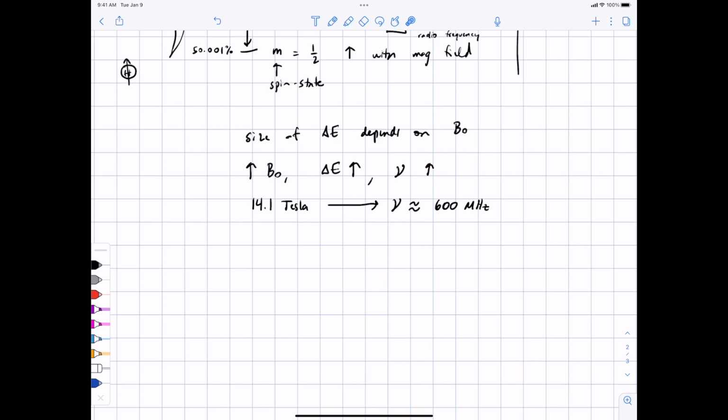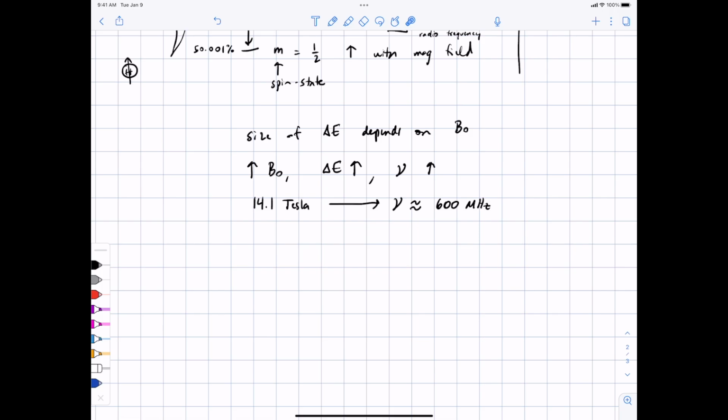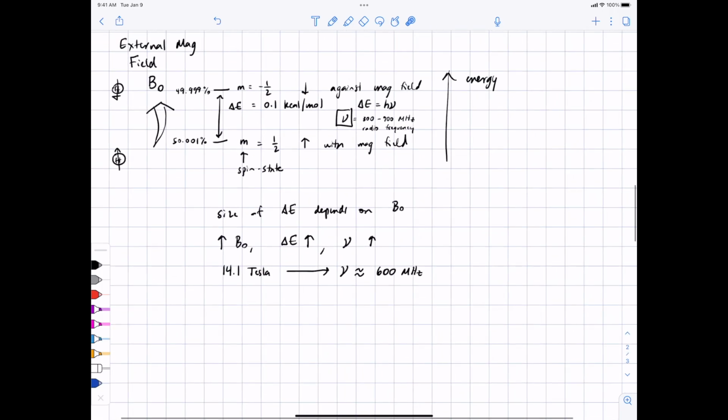Now, what we're going to see is that the frequency at which a proton absorbs radiation due to an external magnetic field is highly dependent on environment.